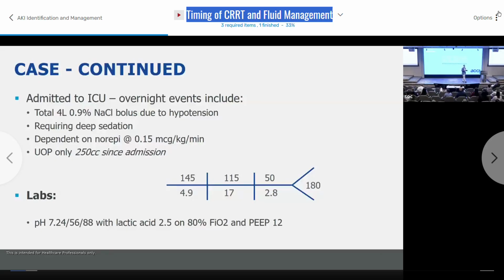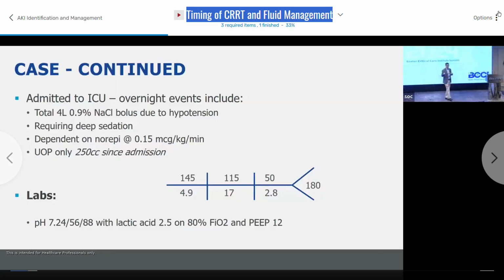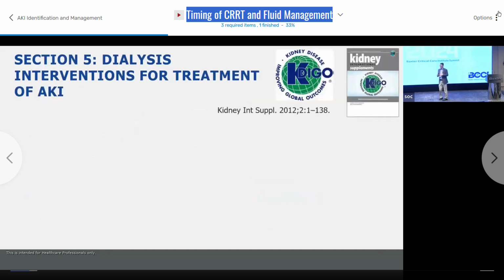So, does this patient have acute kidney injury, yes or no? Yes, okay? Does the acute kidney injury impact his outcomes? Probably. Yes. Does he need dialysis right now? That's the question, right? So that's what we're going to talk about.